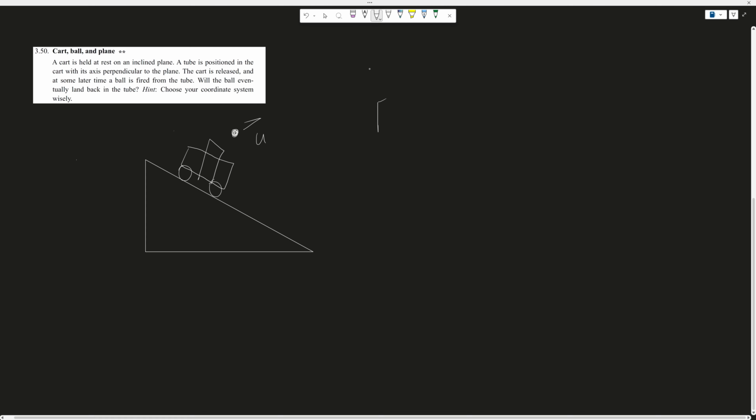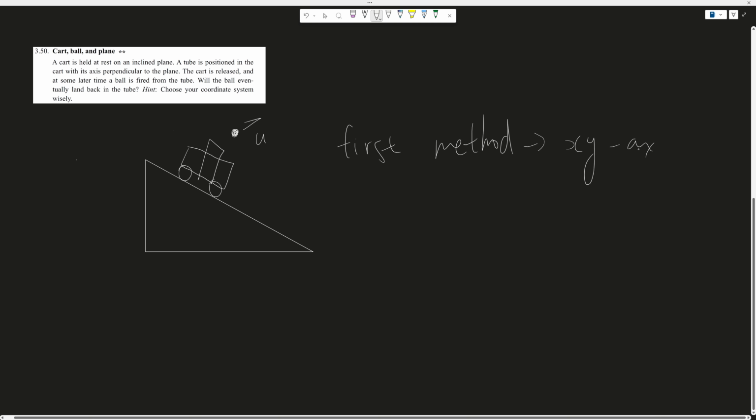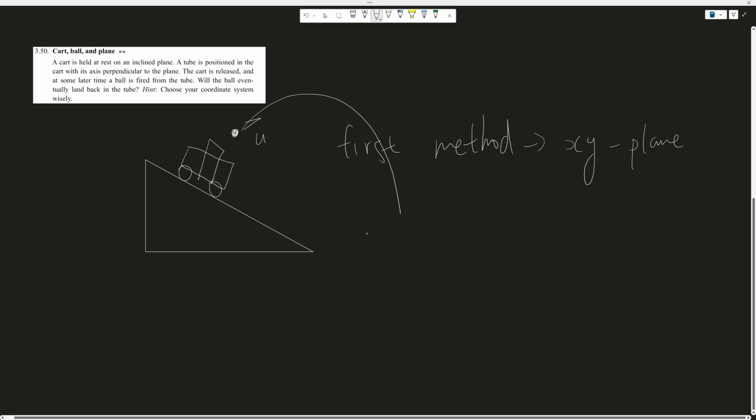The first way to deal with this problem is to do it in the xy plane, which is quite difficult since this ball will have a trajectory of a parabola, and then this cart will have a trajectory of just a line going straight down. And this question just becomes finding the intersection of a parabola and a line, and it is quite complicated. So let's try another coordinate system that is much easier.